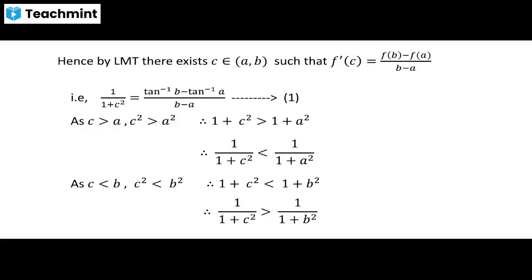according to Lagrange mean value theorem, there exists one point c in the interval a b satisfying this condition: f dash of c is equal to f of b minus f of a divided by b minus a. See here, c is a point. Where is that point c? It is in the interval a b.